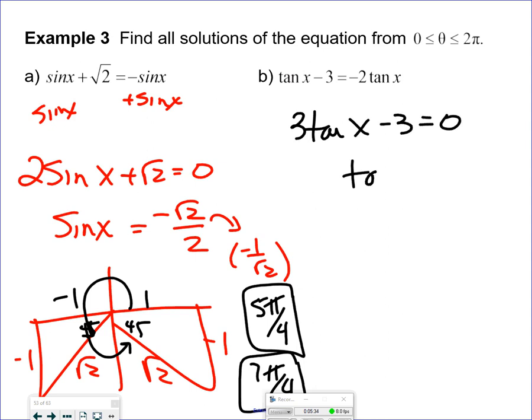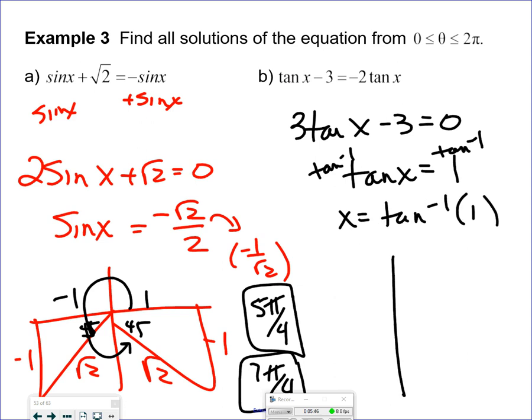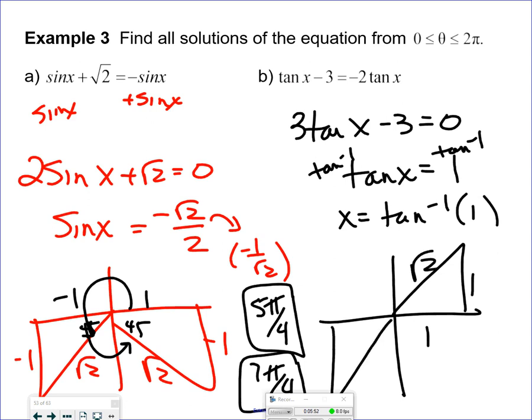I then am going to solve this, so I'm going to add 3 and divide by 3. I'm going to get tangent of x equals -1. And then I want the inverse tangent of 1. That is located in the first quadrant, opposite and adjacent being 1. It's also located in the fourth quadrant because a negative and a negative.